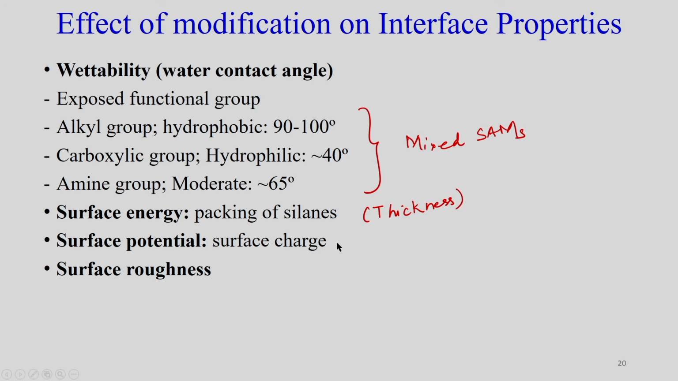Then we can tune the surface charge. So, surface wettability, surface energy, surface potential and surface roughness: here by simply using one technique, the formation of SAM, we should be able to tune wettability, surface energy, surface charge and surface roughness. These properties are also interconnected and depend on which modifying agents we are applying for the surface modification.